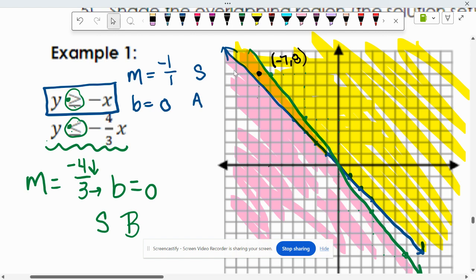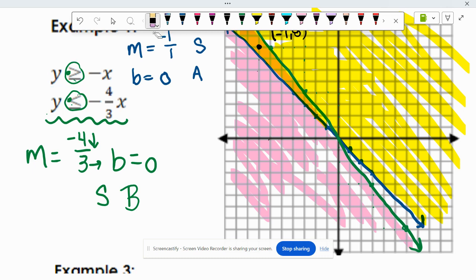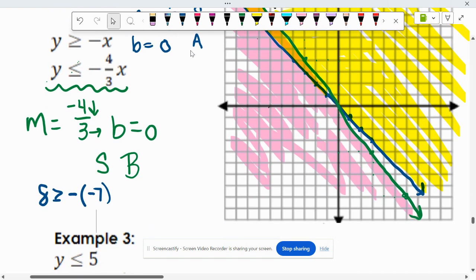Well, I don't believe you. I want to check. Okay, so let's check. So if I say y, which is 8, sorry, I'm going to plug in 8 and negative 7. So y is 8, is greater than or equal to negative, and my x value is negative 7. So what is the opposite of negative 7? Positive 7. Is 8 greater than or equal to positive 7? So that's true, correct? It's a true statement.